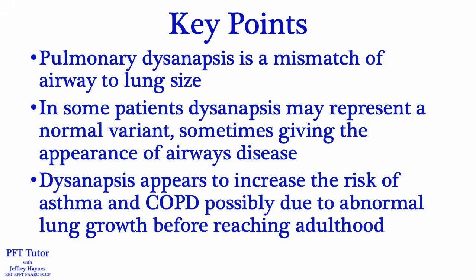Key points: pulmonary dysanapsis is a mismatch of airway to lung size. In some patients, dysanapsis may represent a normal variant, sometimes giving the appearance of airways disease. However, dysanapsis does appear to increase the risk of asthma and COPD, possibly due to abnormal lung growth before reaching adulthood.